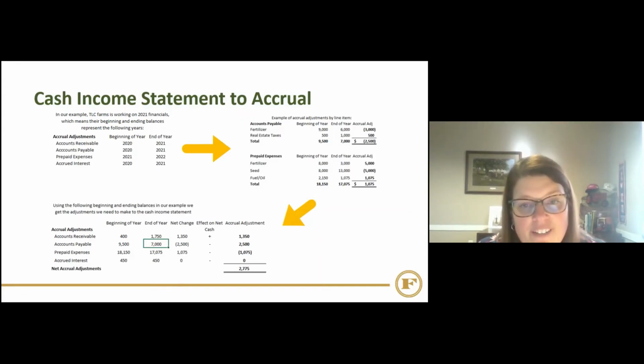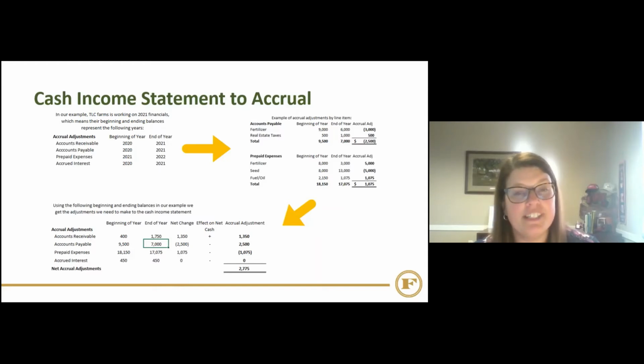So in TLC's farm case, they had a negative 2,500 adjustment for accounts payable. Accounts payable has a negative effect on net cash. Anything that's expense is going to have a negative effect overall as a category. So take negative 2,500 and multiply it by -1. That gives you a positive final accrual adjustment. You are basically reducing your expenses, which will increase your net income. It essentially means that your cash basis expenses are overstated because you have included expenses that were not used in your current year. So you need to add them back into your net cash income, which if you recall, your net cash income is your gross income minus your expenses.